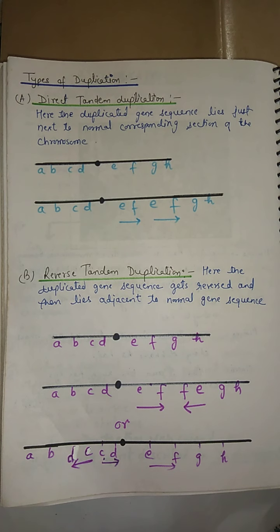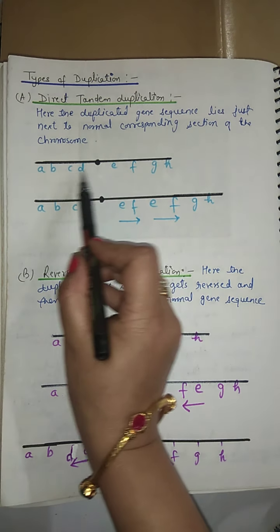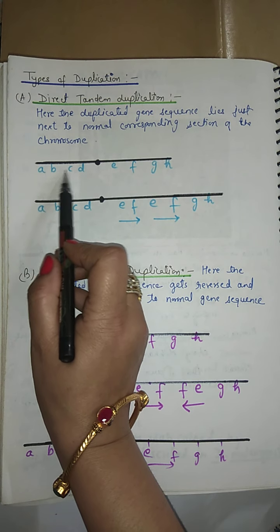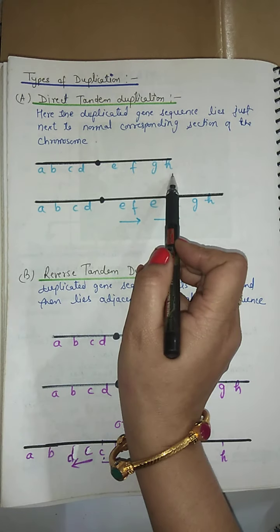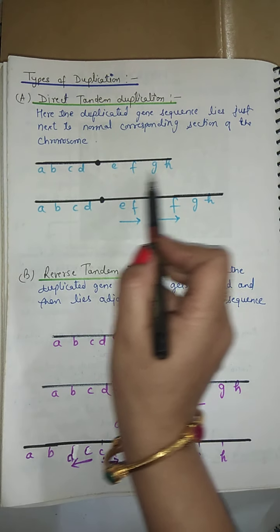Now the first category is direct tandem duplication. Here the duplicated gene sequence lies just next to the normal corresponding section of the chromosome. Here I have drawn a chromosome having genes A, B, C, D, E, F, G, H arranged in a linear manner on a chromosome.